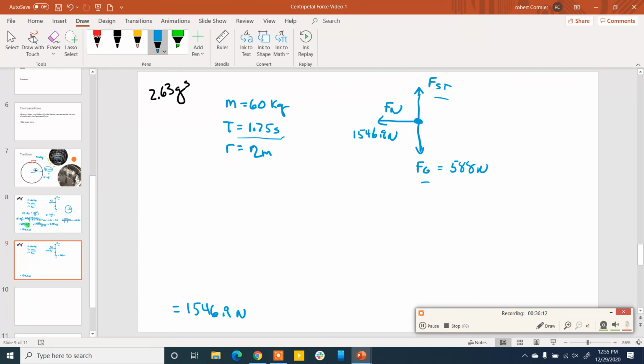Again, if we did it in terms of G, right? This is the force of 1G, mass times 9.8. This is the force of 2.63, mass times G times 2.63. And I also know they're not sliding up and down, so I know this is the case, 588 newtons.